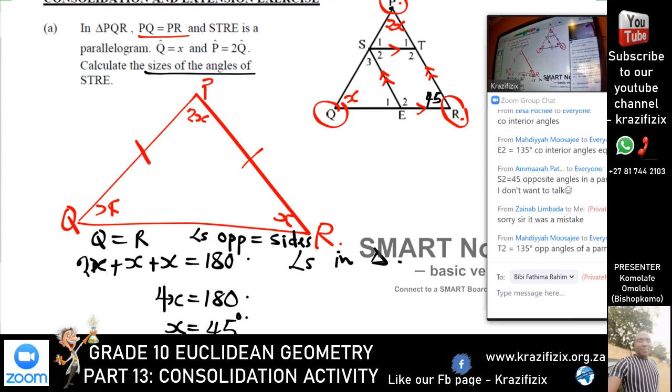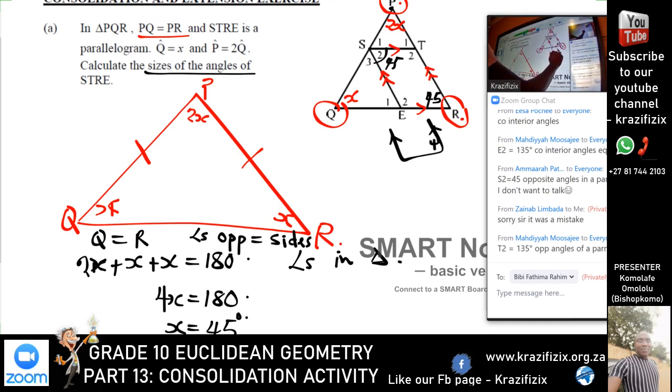All right. Lovely. Madia, T2 is 135, opposite angles of a parallelogram. All right. So, guys, I think we're fine with this question already. And I like your reasons. So we can say this angle is 45 as well. S2 is 45, opposite angles of a parallelogram. And Porche gave us a very good way to get E2 by using co-interior. All right, they are co-interior.